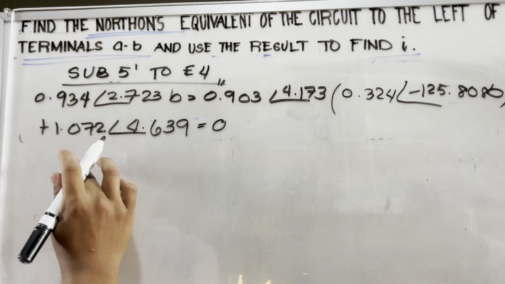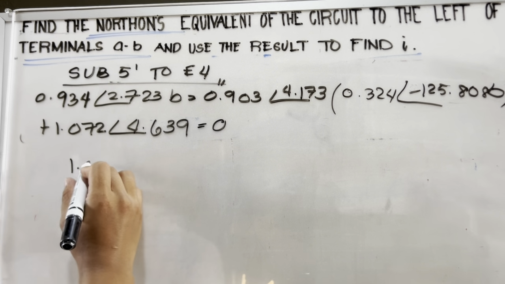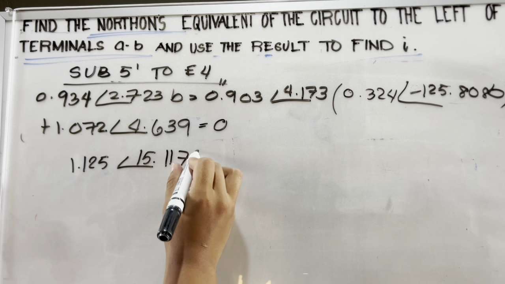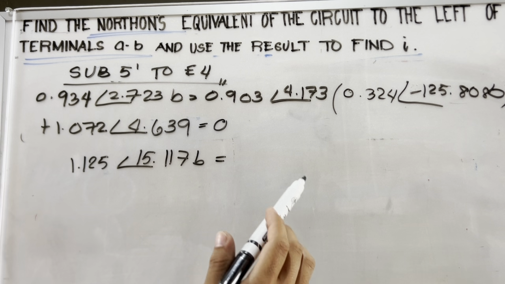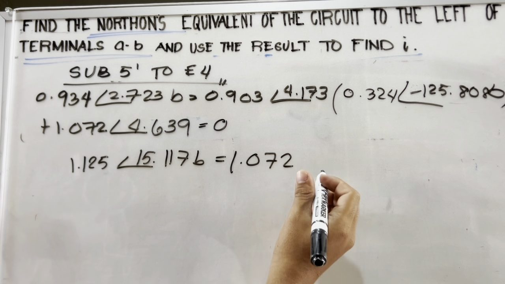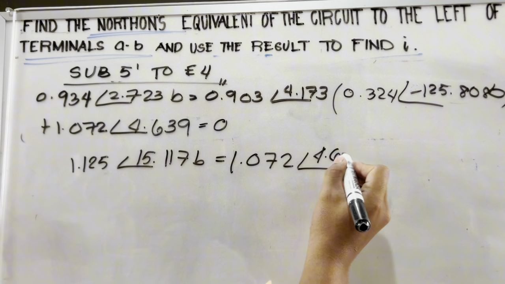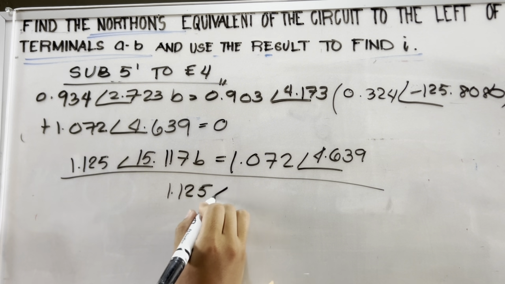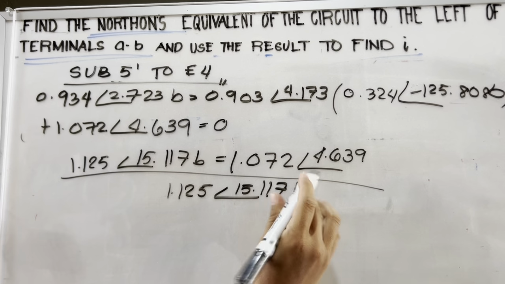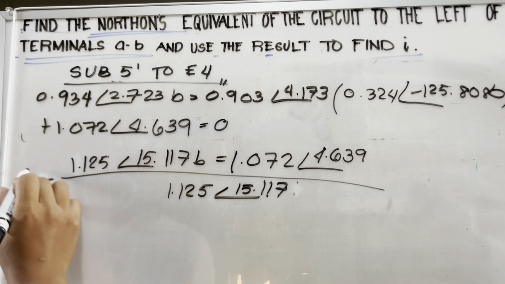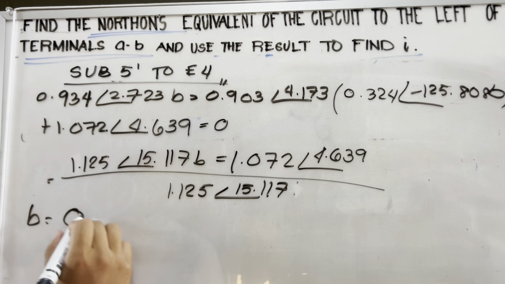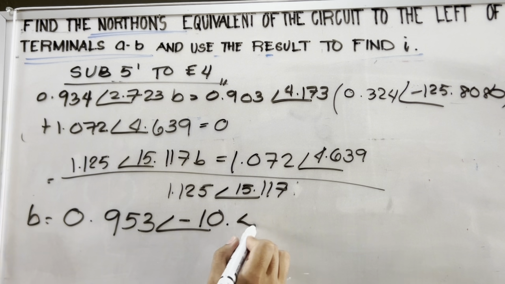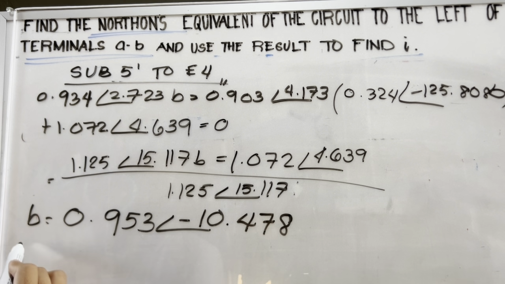Therefore, it is equal to 1.125 angle of 15.117. B is equal to 0.072 angle of 4.639. We will divide both sides by 1.125 angle of 15.117. Now we will get B is equal to 0.953 angle of negative 10.478. Alright, this is our B.